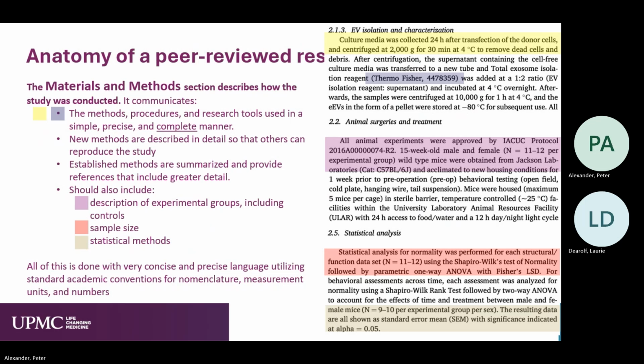Then other things that should be in this materials and methods are experimental groups. Who are the controls? What are their purpose? How are we using them? Sample sizes of each experiment, and the statistical methods you use to give the results and determine whether your experiment is successful and supports the hypothesis, yes or no.